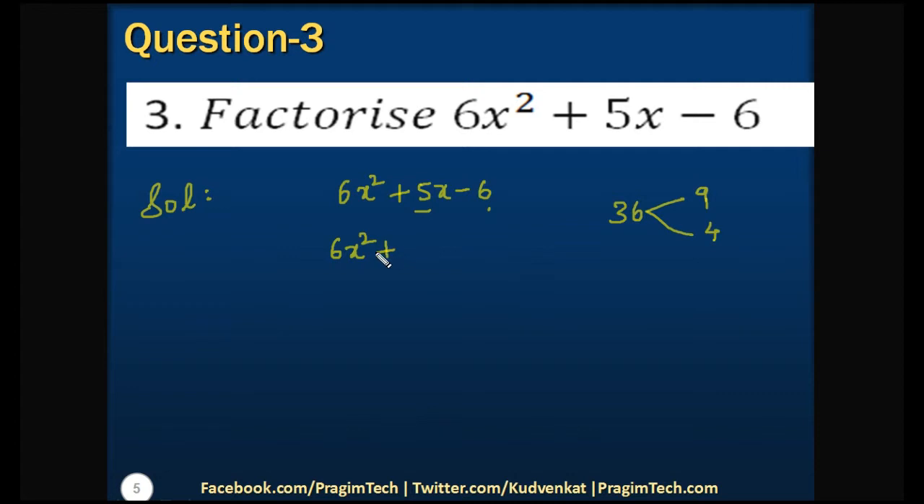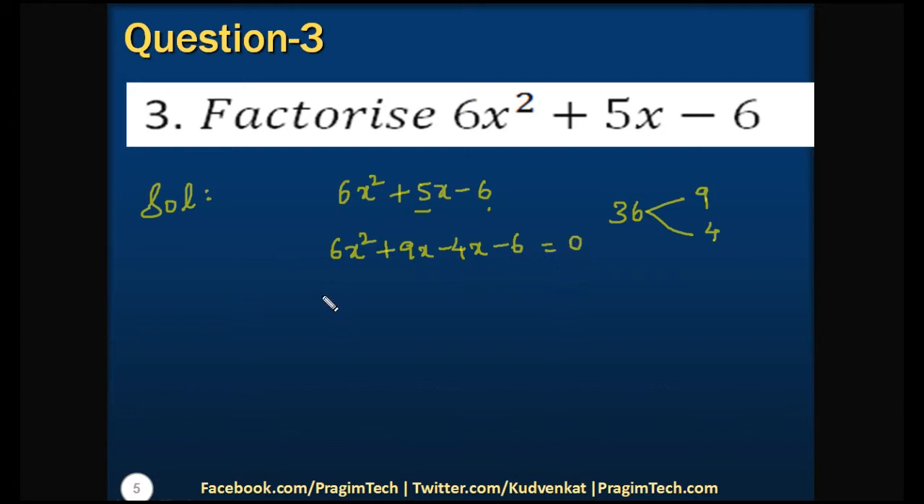Next comes the question, which one should be negative and which one should be positive. If you observe here, 5 is positive. That means the greater number's sign should be plus. So we'll write it as 9x minus 4x minus 6 is equal to 0.